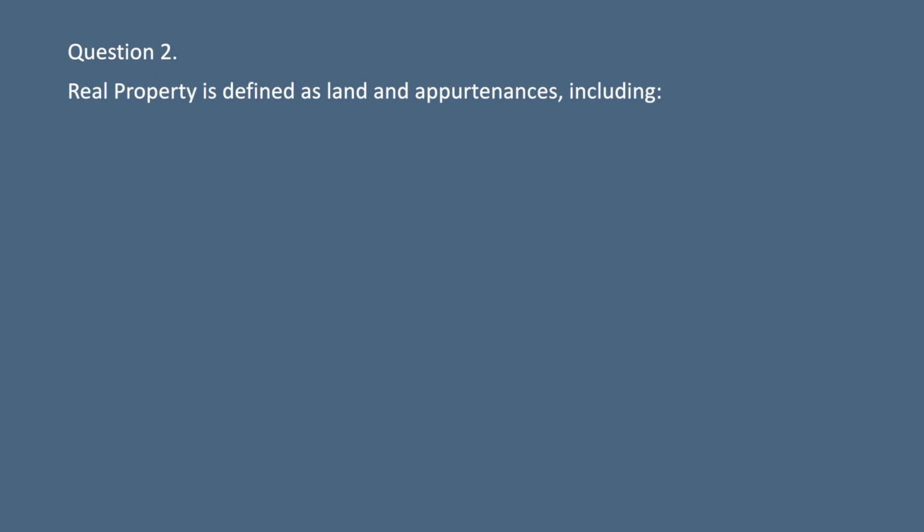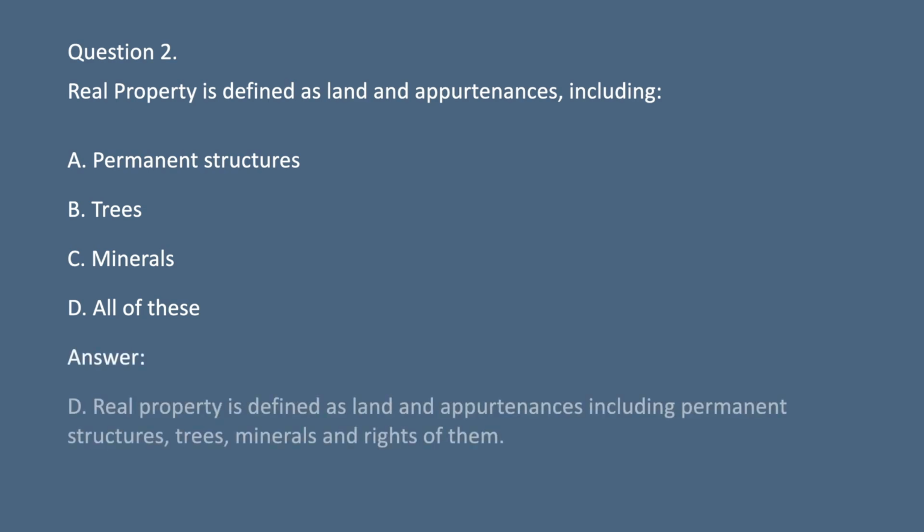Question 2. Real property is defined as land and appurtenances, including A. Permanent structures. B. Trees. C. Minerals. D. All of these. Answer. D. Real property is defined as land and appurtenances including permanent structures, trees, minerals, and rights of them.